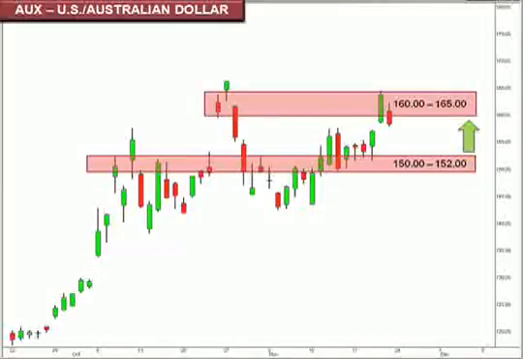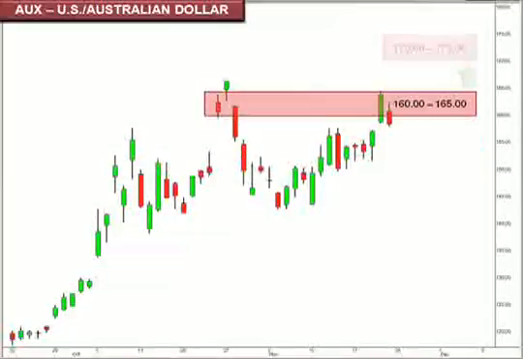With this test now completed, the pair value appears to be rejecting here, suggesting a possible retest of the 150 to 152 focal zone. A consolidation within the 160 to 165 focal zone and a definitive break above the 165 opens the window for the next leg higher into that 170 to 175 box.